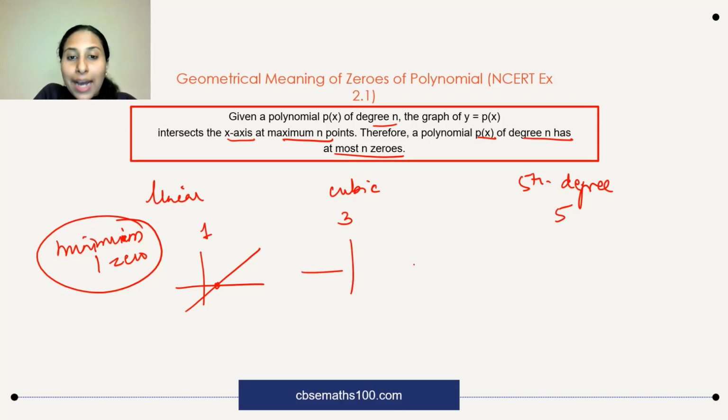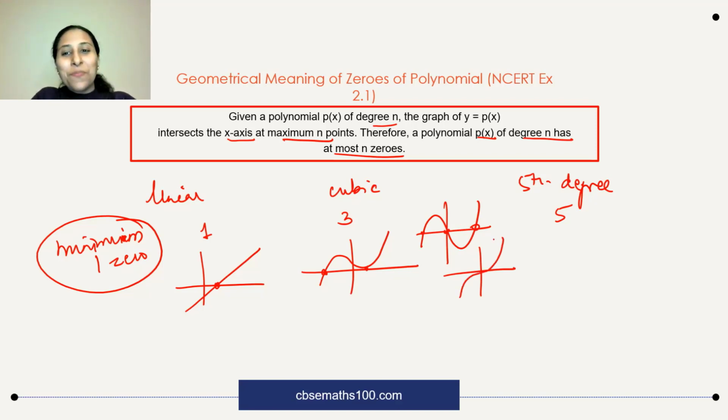For cubic, you could have maybe something like this. You can see over here there are 2 zeros. Or it is also possible that you have something this way, 1, 2, 3 zeros. Or you may have only 1 zero, that is also possible. Similarly, for the fifth degree, which is all odd degrees.